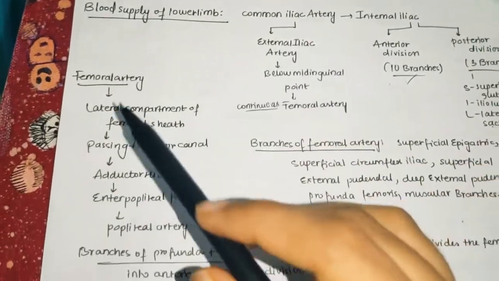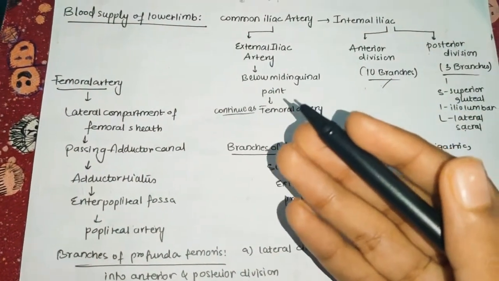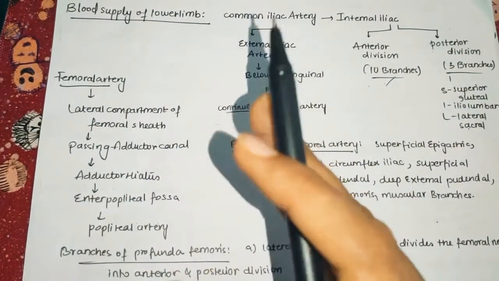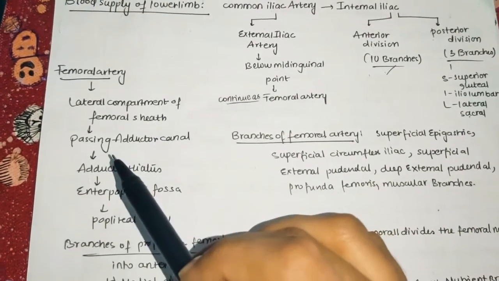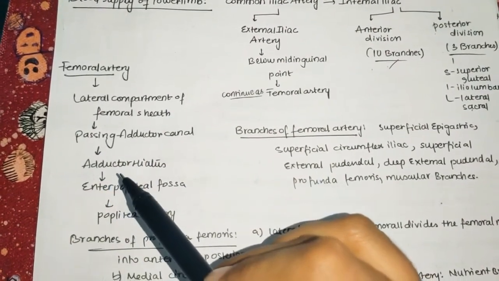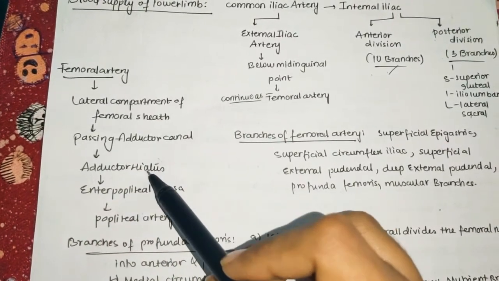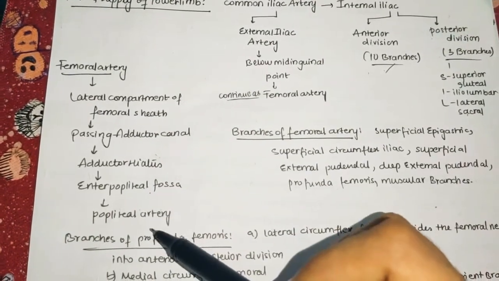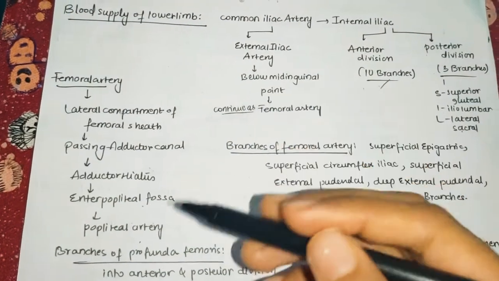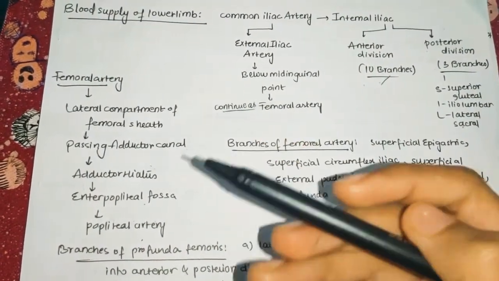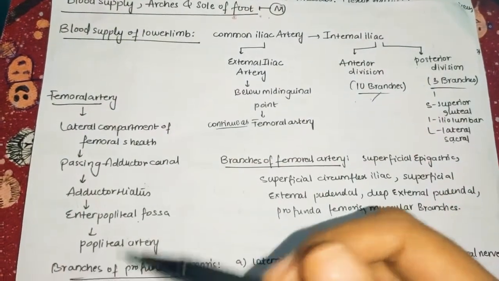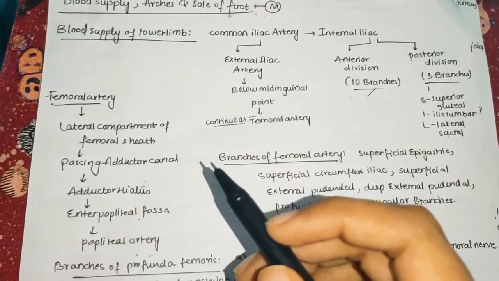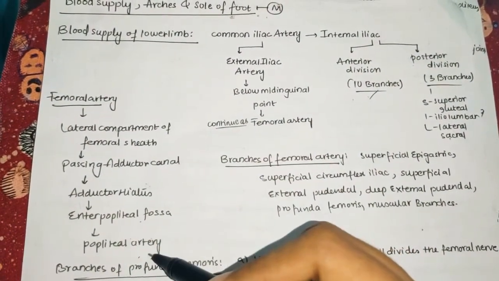Now we are going to discuss the femoral artery, which is a continuation of the external iliac artery. The femoral artery is in the lateral compartment of the femoral sheath, if you remember. It passes by means of the adductor canal, and next it passes to the adductor hiatus. You know, the adductor hiatus is an opening in the adductor magnus muscle. By this it will enter the popliteal fossa on the back side, where it continues again as the popliteal artery. So the popliteal artery is indirectly coming from the femoral artery, and also indirectly from the external iliac artery, or you can say from the common iliac artery. So this is the flow. The femoral artery continues as the popliteal artery in the popliteal fossa.